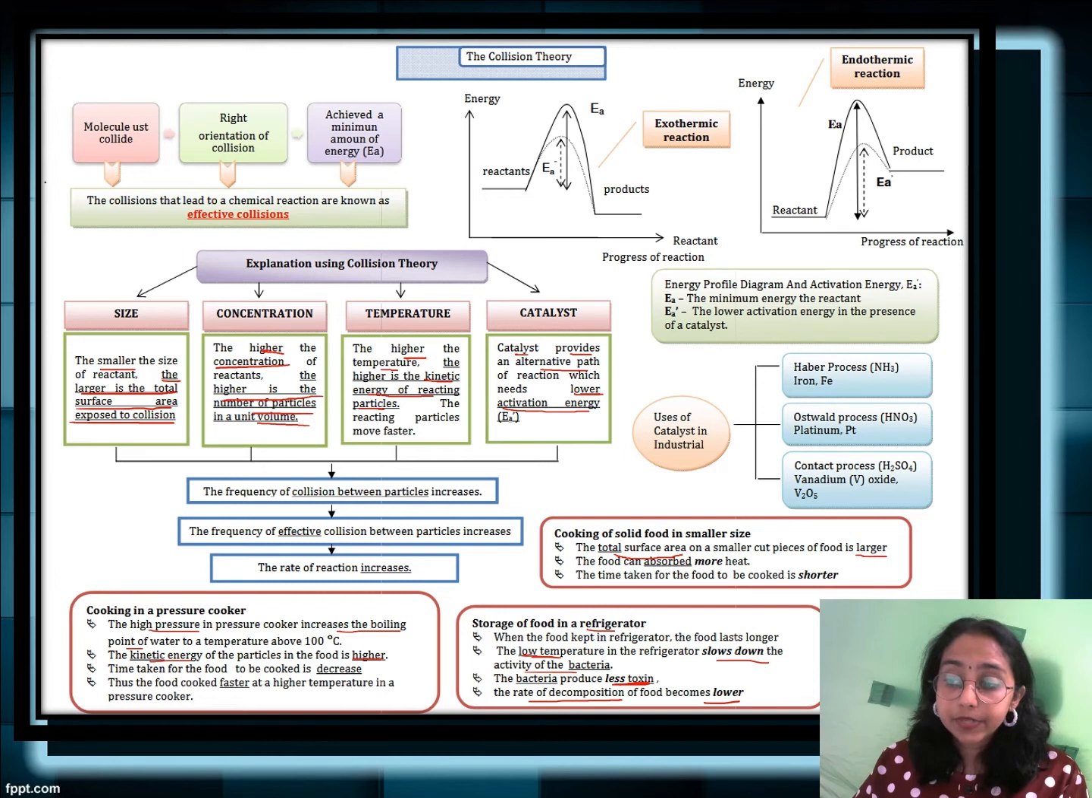When the total surface area of the food becomes larger, they can easily absorb more heat. When more heat is absorbed, thus the food will be cooked in a shorter period of time. And in contrast to charcoal, okay, just now we talk about the food. So food will cook faster because they need to absorb heat.